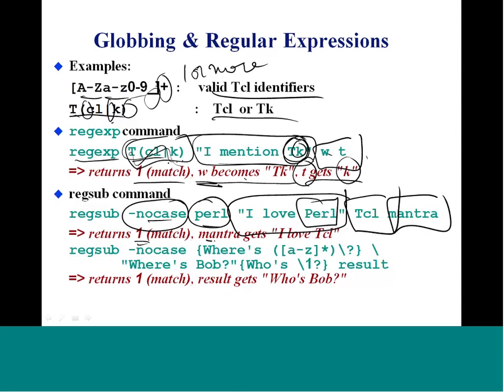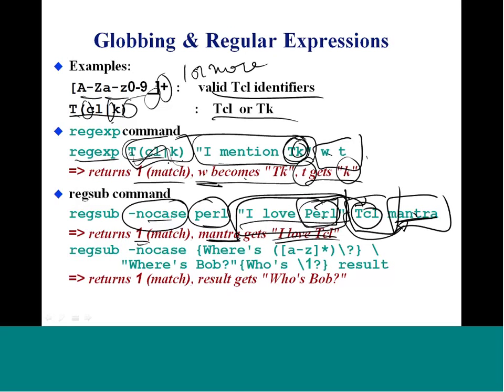And then mantra is the variable name that gets "I love Tickle" as the string, because once it matches this Perl, it replaces that Perl with Tickle and then assigns that whole string to this new variable, mantra.